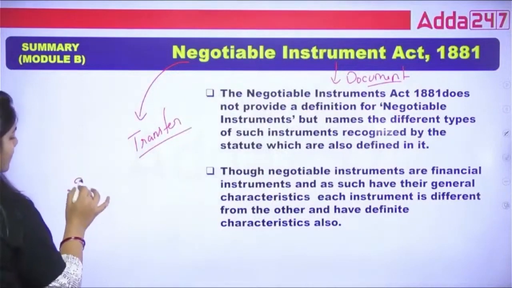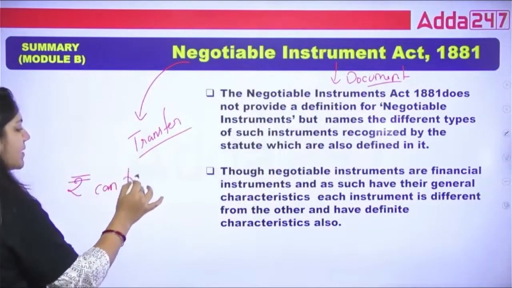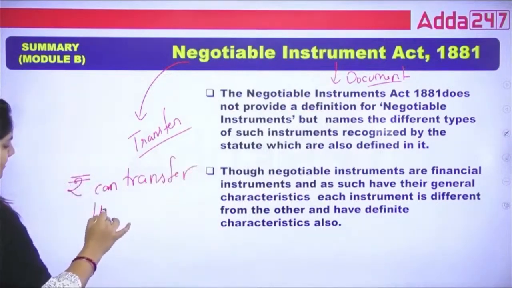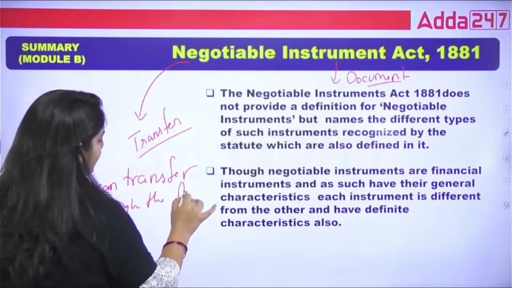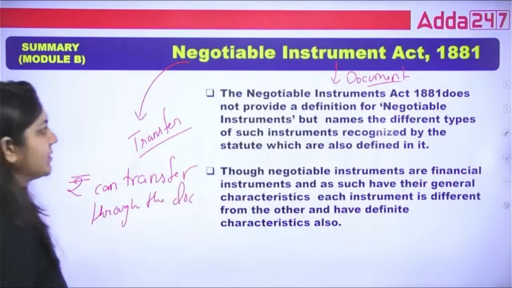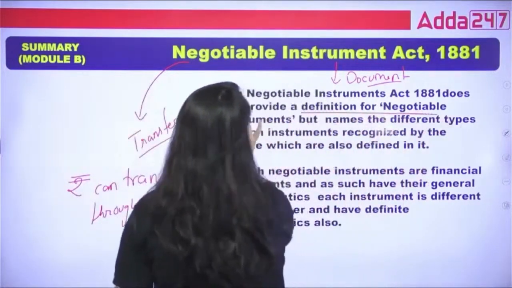How rupees can be transferred, okay, through a document. This is what we have to study, the Negotiable Instruments Act, 1881. This act does not provide the exact definition of a negotiable instrument.